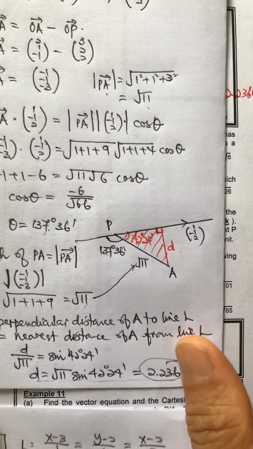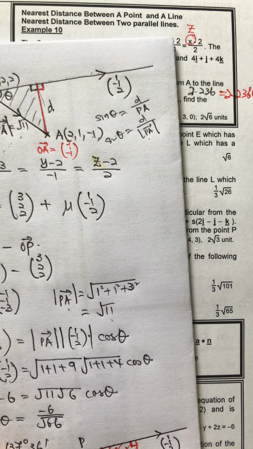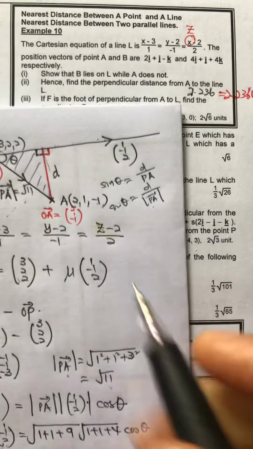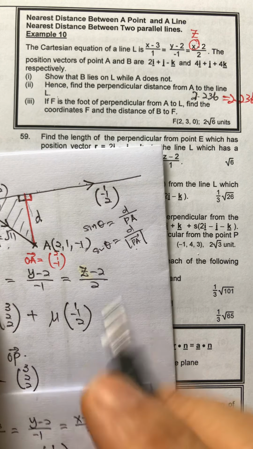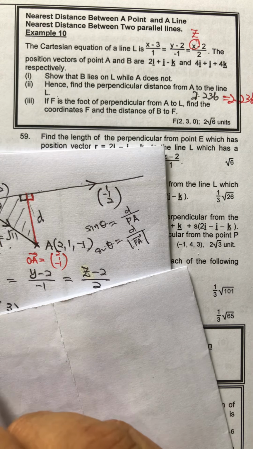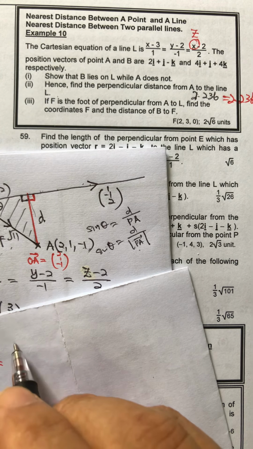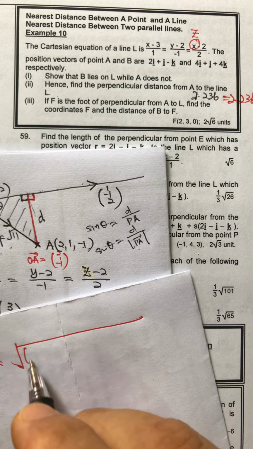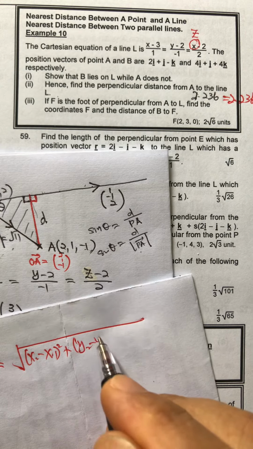Okay, so you see, I tell you, if let's say you want to find the length of PA, it is also the same like what we have done in Form 4, isn't it? If you want to find the length of PA, that means it's the square root of (x2 minus x1) square plus (y2 minus y1) square.